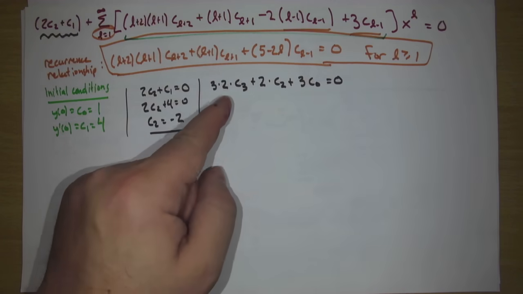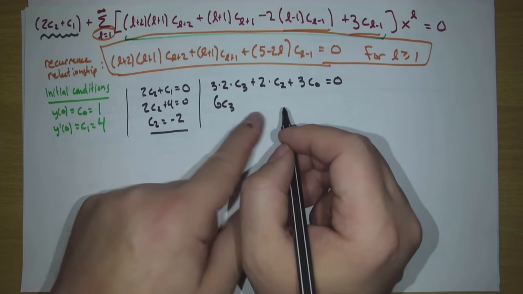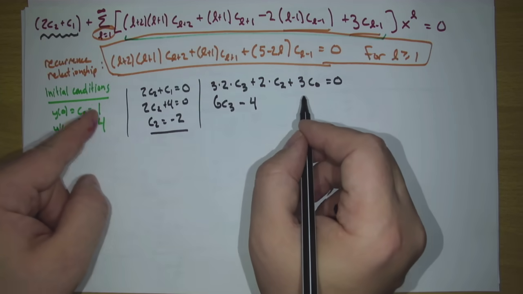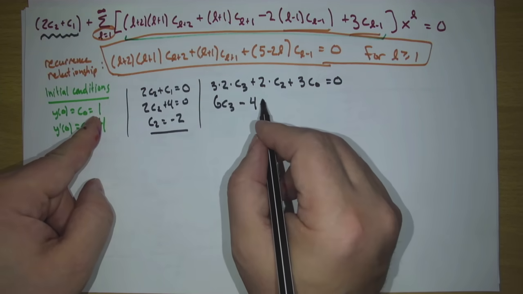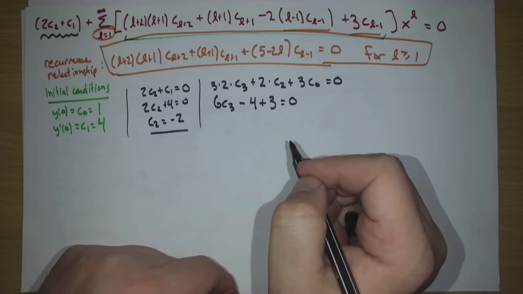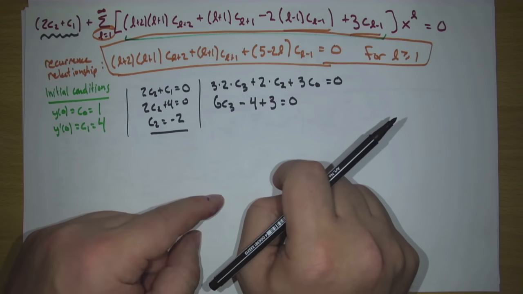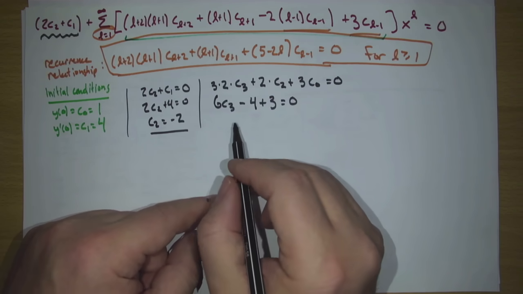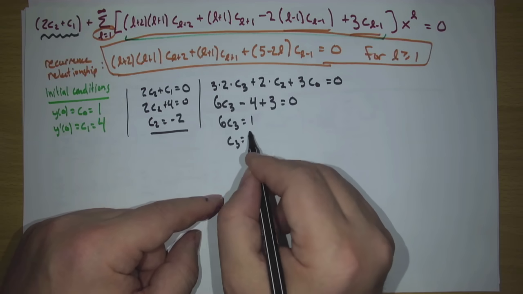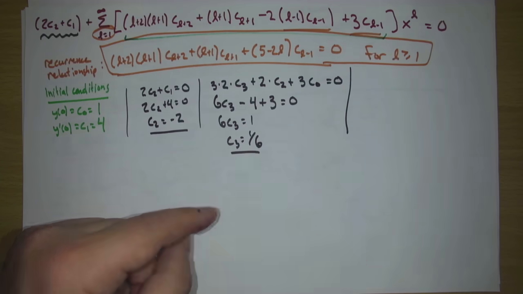Well, we should know everything except C3. So we have 6C3, 2C2 is minus 4, 3C0 is plus 3. Yes, 3C0, 2C2. So what does that tell us about C3? 6C3 equals 1. C3 equals 1 over 6. Good. One more to go.